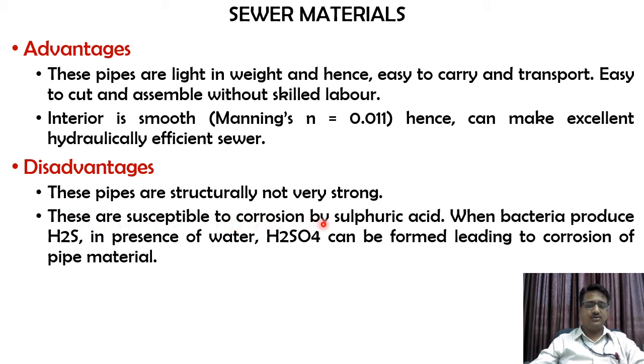These are susceptible to corrosion by sulfuric acid. When bacteria produce H2S in presence of water, H2SO4 can be formed, leading to the corrosion of the pipe material. So here you can check out again, since a part of this is again cement material that we are going to use, because of anaerobic degradation, partial degradation, bacteria can produce this hydrogen sulfide gas, and hydrogen sulfide gas will react with the water present in the sewage to form H2SO4, that is sulfuric acid, and because of this the corrosion of pipe material may take place.